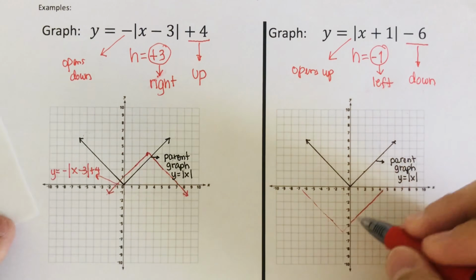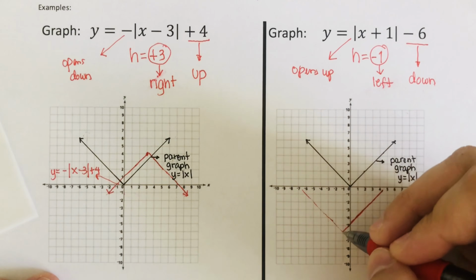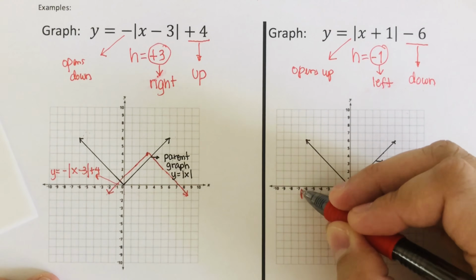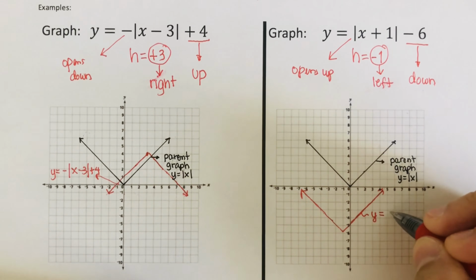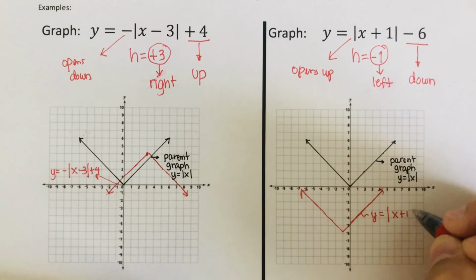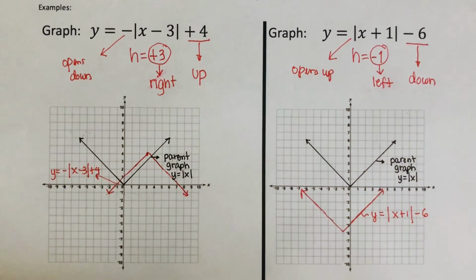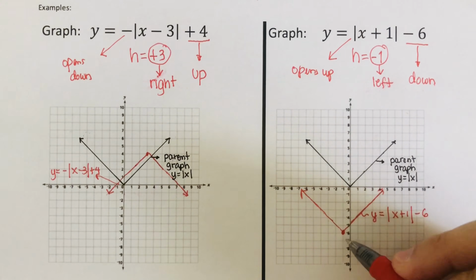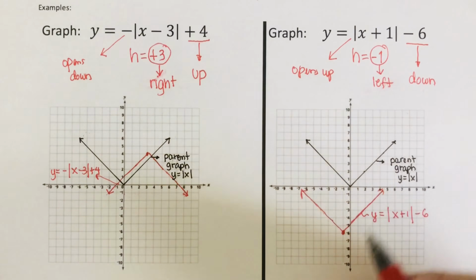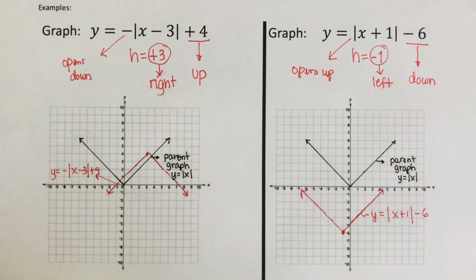Let me trace this. So the equation for this graph is, that would be y equals the absolute value of x plus 1 minus 6. Notice that our vertex is located at negative 1 and negative 6. Did you get the same answer as this?